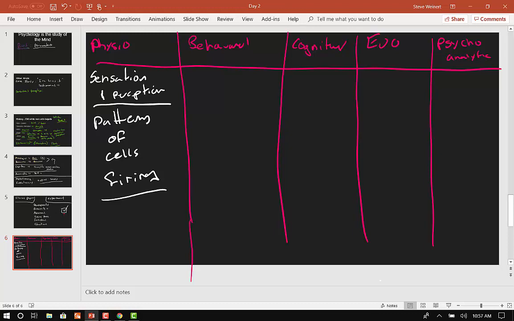Okay, so one other thing about priming. So what does priming do to the patterns of cells firing? I wouldn't say confuses it. I would say the exact opposite.